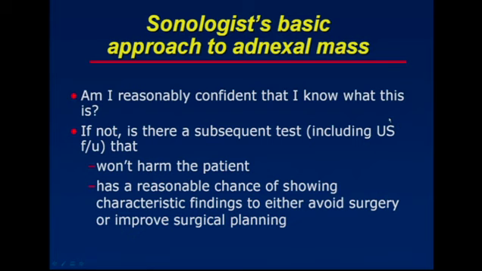Because that's the basic approach that the sonologist has to an adnexal mass. What you want to do is ask yourself, am I reasonably confident that I can put this mass that I'm looking at into one of those categories? Do I know what this is? If not, is there a subsequent test that might even include a follow-up ultrasound that won't harm the patient and that has a reasonable chance of showing characteristic findings to either avoid surgery or to improve surgical planning?